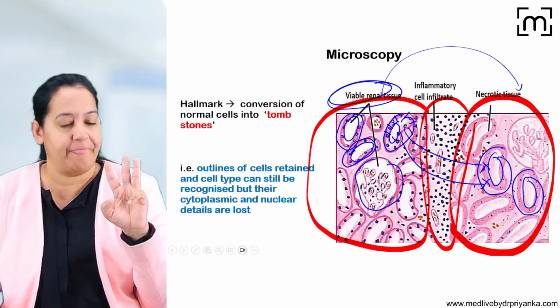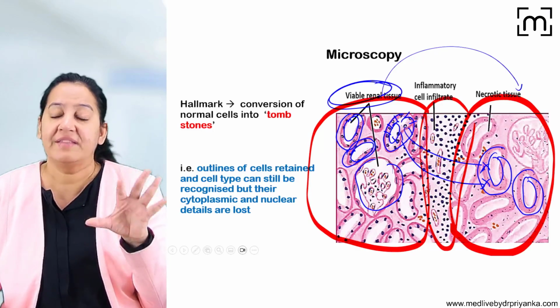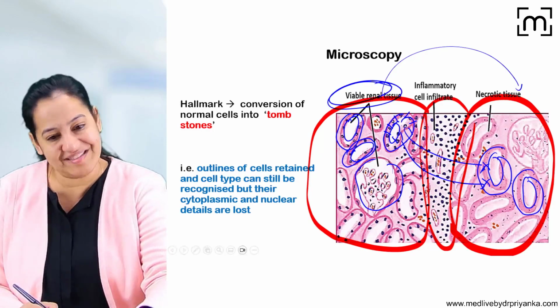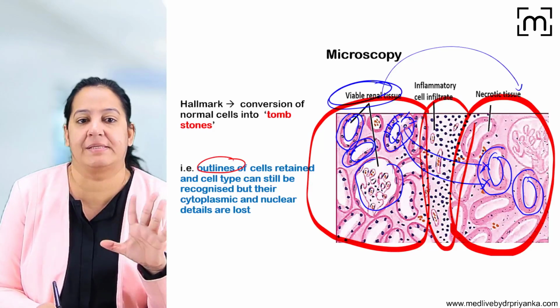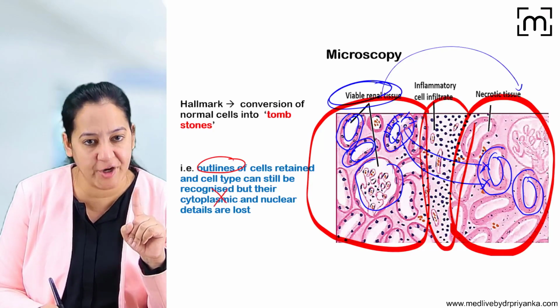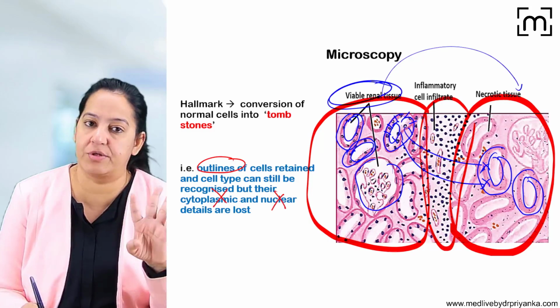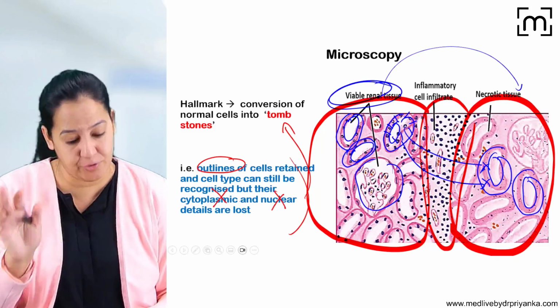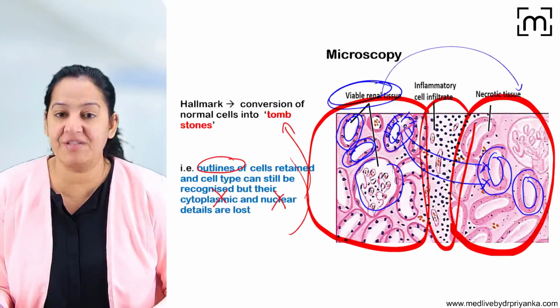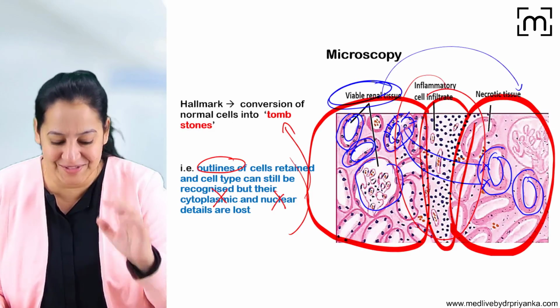The remaining two details are lost. That is the tombstone appearance. So again, the same thing you have written in the definition: the outline persists, but cytoplasmic detail and nuclear detail is lost. That's why the cells are known as tombstone. Whatever you are writing, you should be able to draw it. At the junction, there is always inflammation. You can see the lymphocytes at the junction.